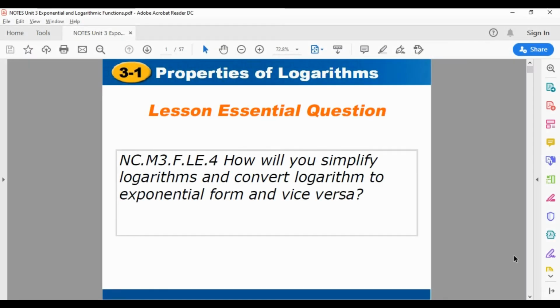Hello everyone. We're going to be looking at the properties of logarithms today. Some main things to take into consideration while working with this are how to simplify logarithms and how to convert logarithms into exponential form, as well as going from exponential form into logarithms.